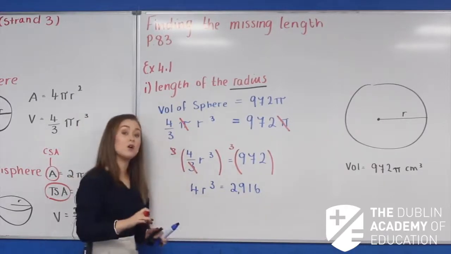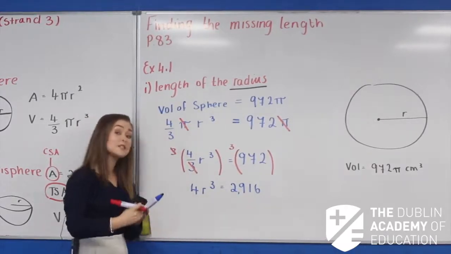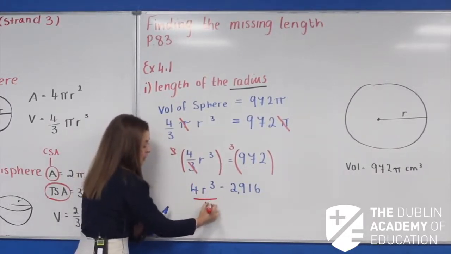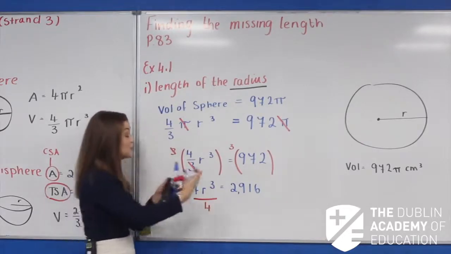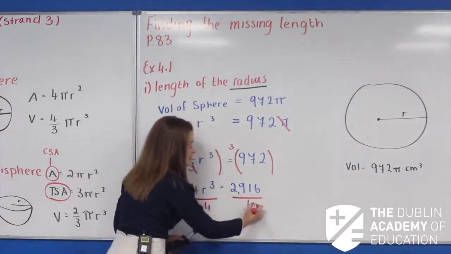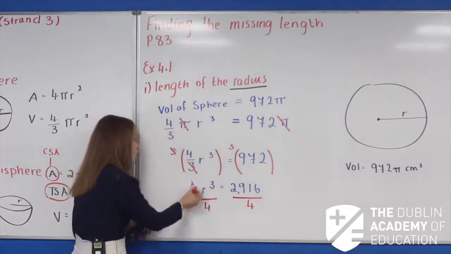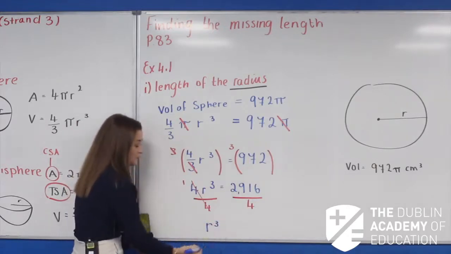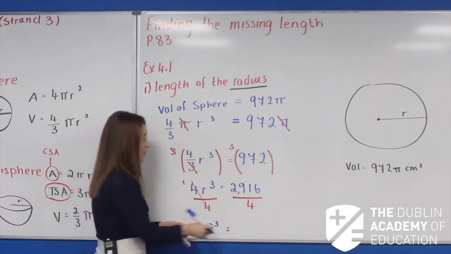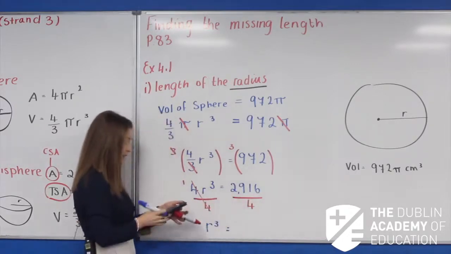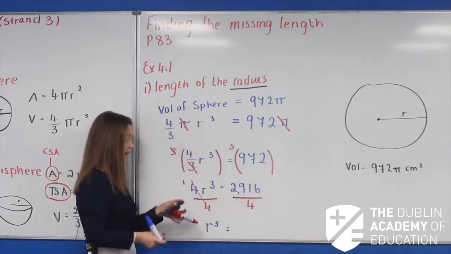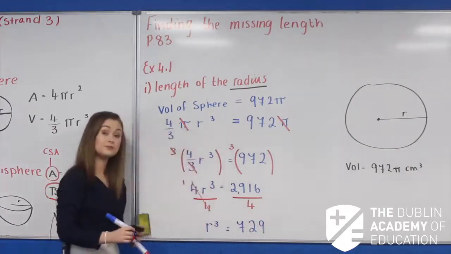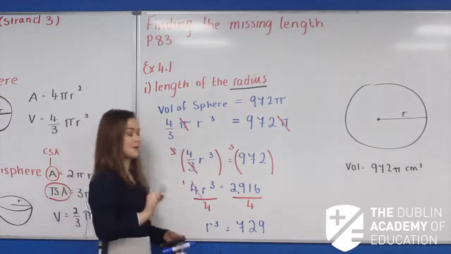That 4 is multiplied onto the r, it's multiplied by the radius. The opposite to multiply is to divide. So I'm going to divide my left-hand side by 4. If I divide the left-hand side, I have to do the exact same thing to the right-hand side. On the left, 4 into 4 will go once, so I'm left with r cubed. On the far side, I'm going to say 2916 divided by 4, and I'm going to get out 729.